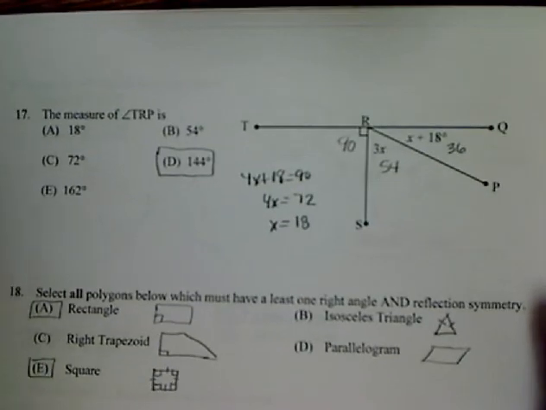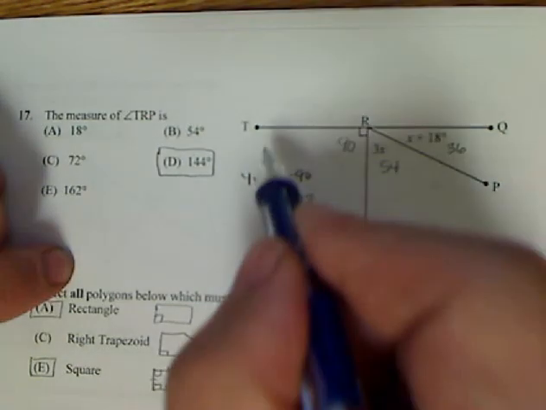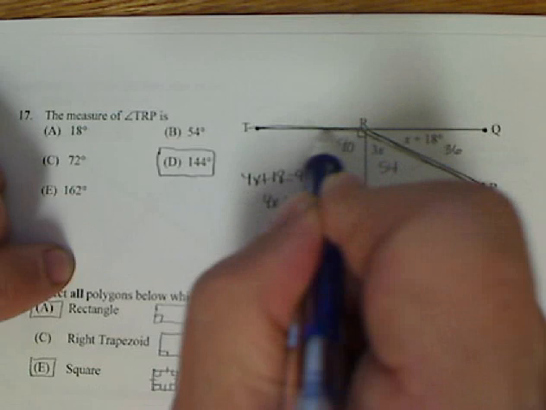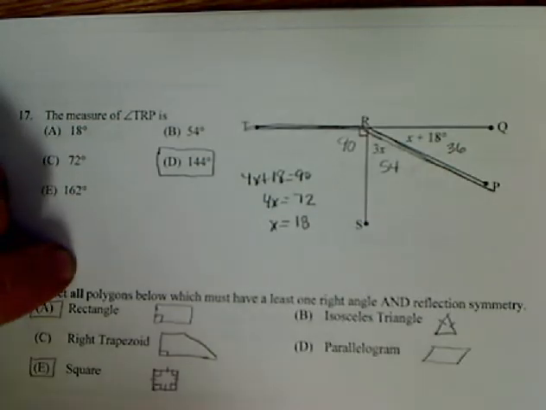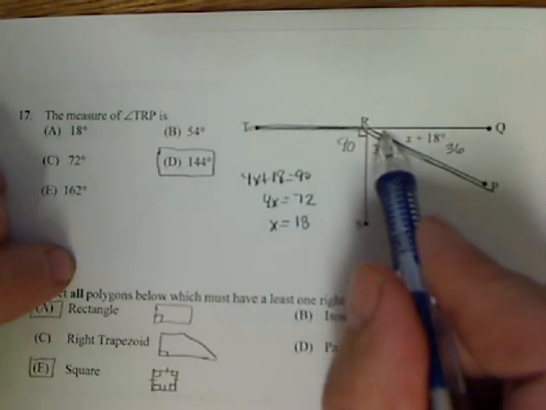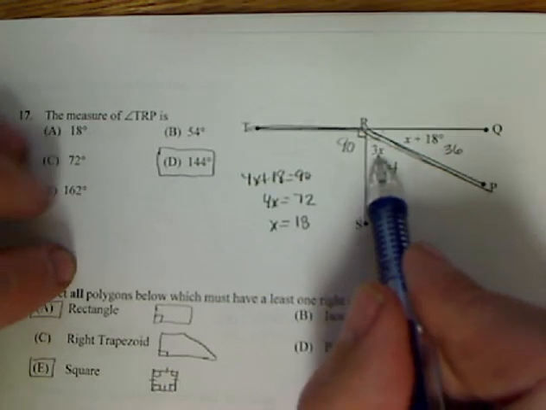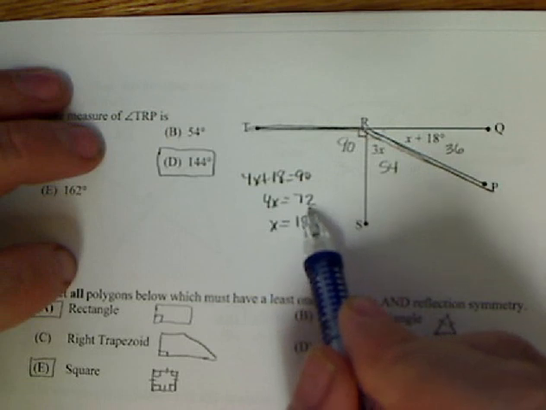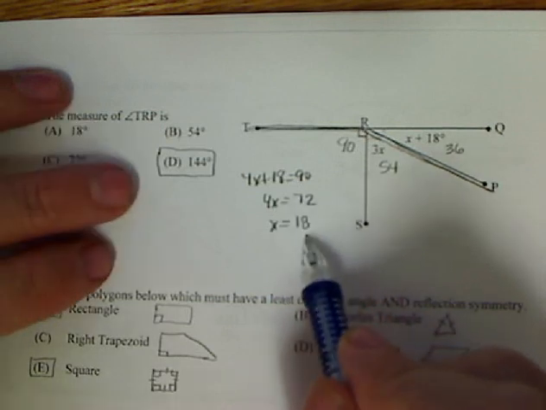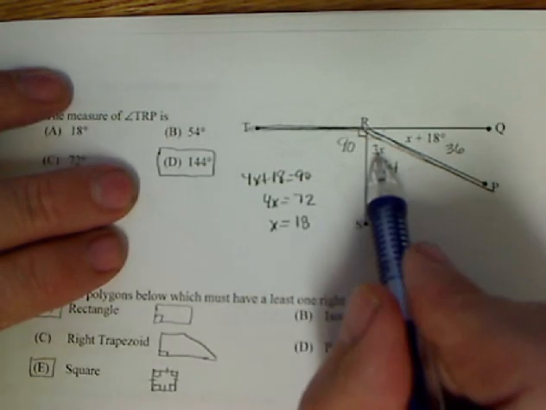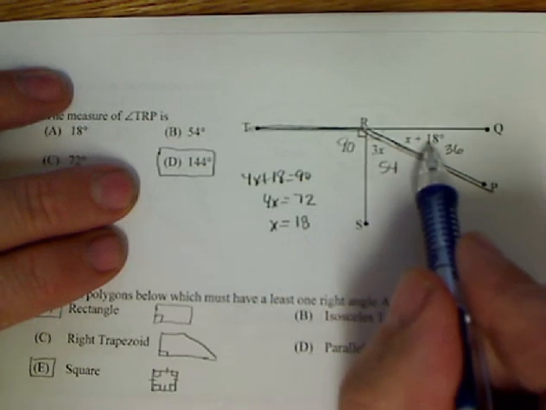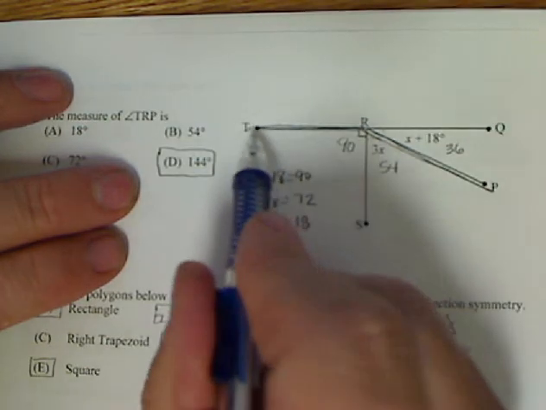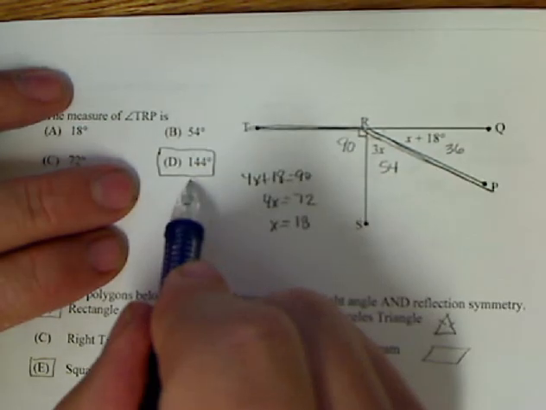Okay, this one, we're looking at the measure for angle TRP. Angle TRP is this angle that's right here, so I have to put both those two angles together. One thing I can see, if this is a right angle, then these two have to add up to 90. So 3x plus x is 4x plus 18 equals 90. Subtract 18, I get 72. 72 divided by 4 is 18. So 3 times 18 is 54. 18 plus 18 is 36. This angle here is 90. I want TRP. So 90 plus 54, 144.